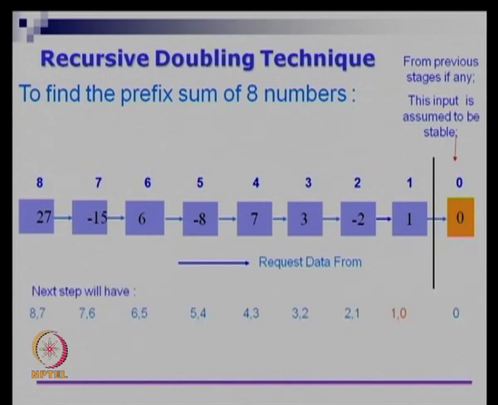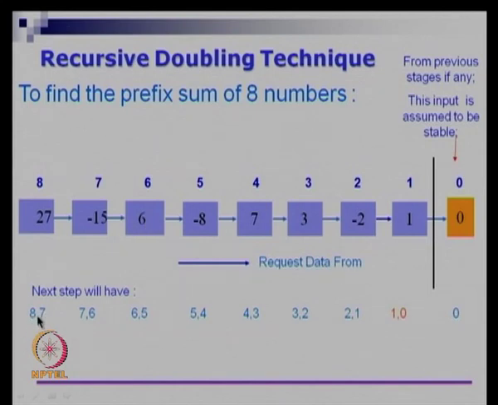Once the first round is over, at the first round a of 8 would have asked for a of 7, which is minus 15. Let us assume that at the end of that round 27 is added to minus 15 and that result is stored back in a of 8. Similarly minus 15 is added to 6, the result is minus 9, let us say that is stored in 7. Then 6 and minus 8, if you add up it is minus 2, let us say that is stored here and so on.